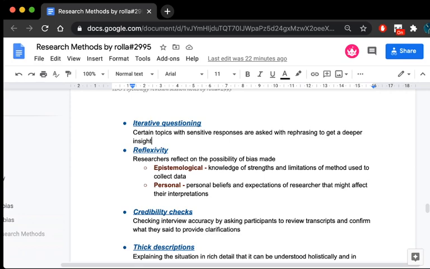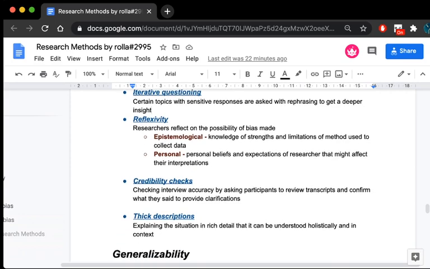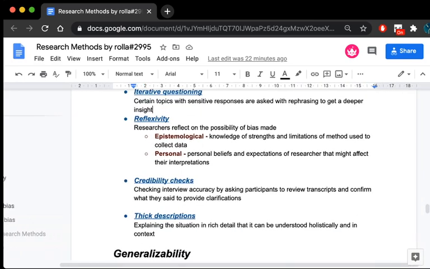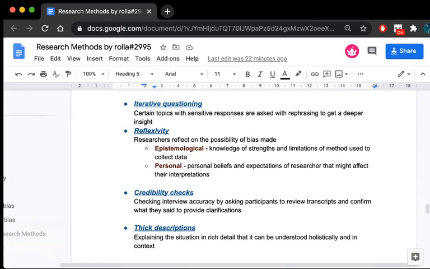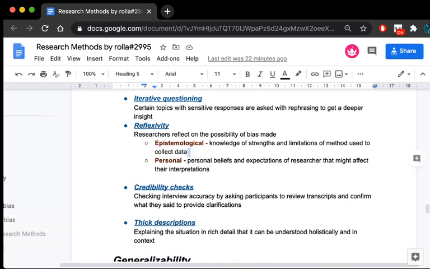The next item we have is reflexivity. This is where the researchers reflect on the possibilities of bias. This is more on the researcher side, where they reflect on the possible strengths and limitations they might have introduced using the methods they use, or they can also reflect on their personal beliefs, their cultural background, their expectations that can be affecting how they interpret data.